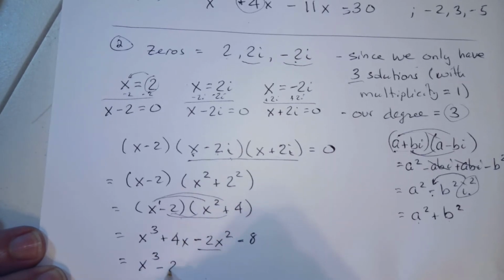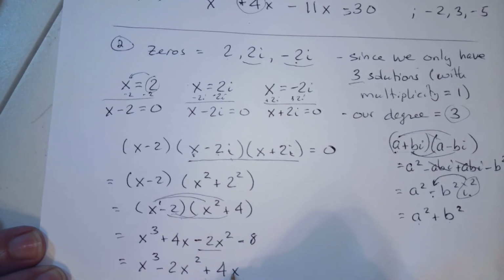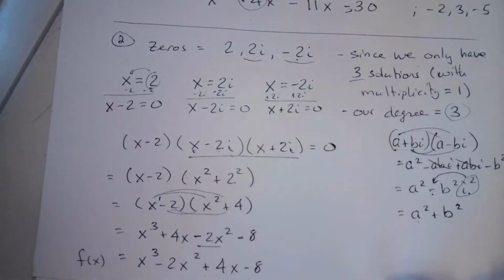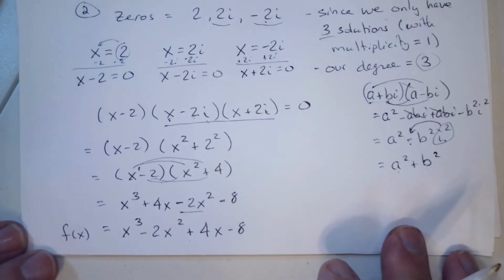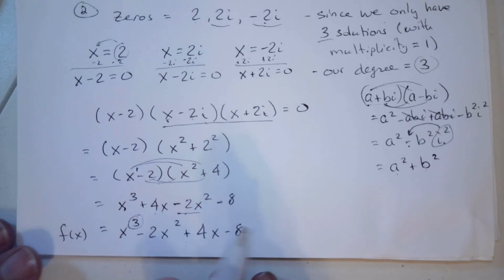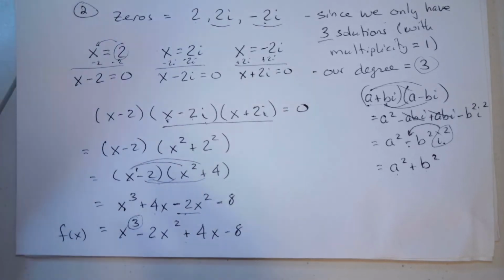Put them in decreasing order of exponents, of degrees. And there's my polynomial. So it's x cubed, negative 2x squared, plus 4x minus 8. Remember, it's a cubic equation because we only have 3 solutions. It's degree 3. So it's x cubed minus 2x squared plus 4x minus 8.